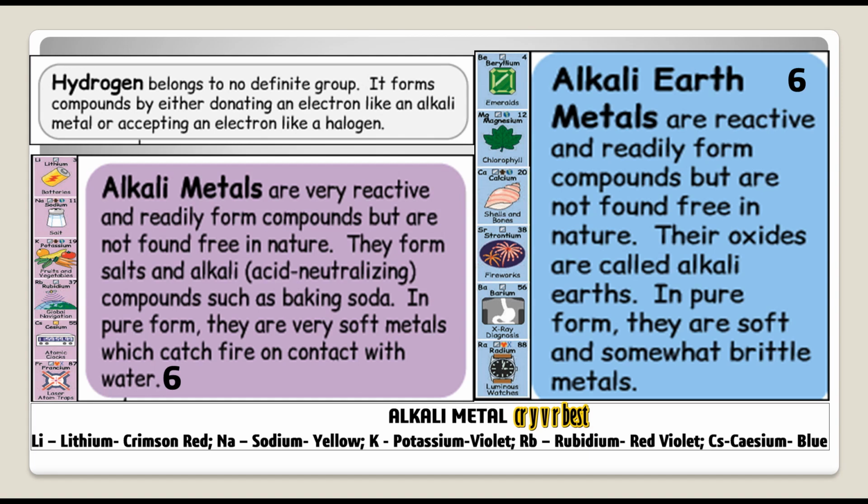There are again six elements under alkali earth metals. They are reactive and readily form compounds but are not found free in nature. They are oxides. They used to be called alkali earth. In pure form, they are very soft, somewhat brittle metals. This is the nature of alkali earth metals. Under alkali earth metals, there are elements like beryllium, magnesium, calcium, strontium, barium, radium. These are the six elements.